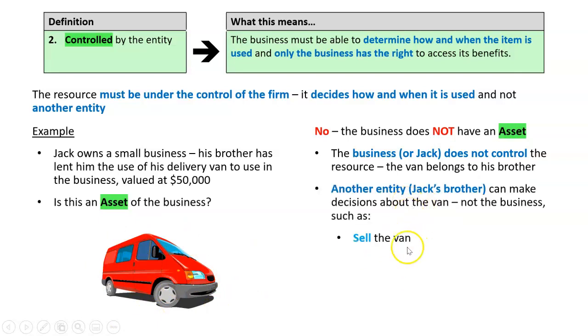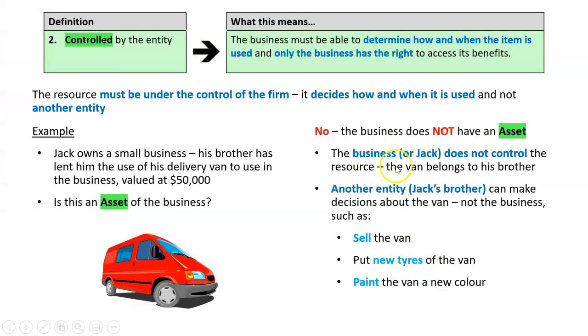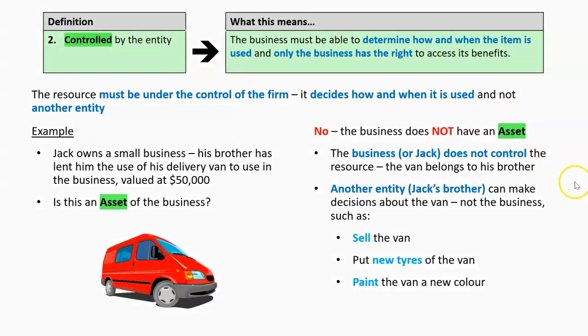He can't decide things like this. He can't decide to sell the van, put new tires on it, paint the van, etc. It's another entity that can decide that, Jack's brother. So this is really important. An asset is not an asset unless the business is the one that controls how and when it is used.